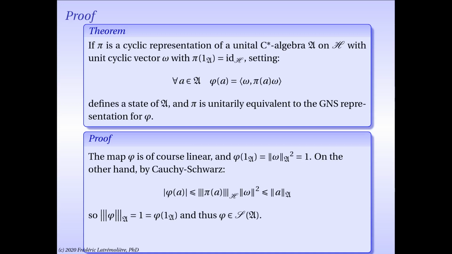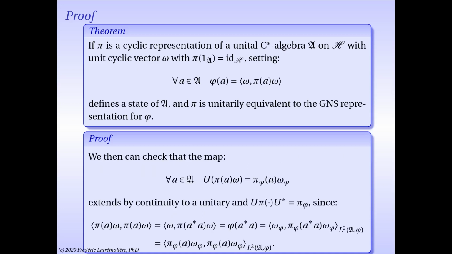So now that we have defined a state, why is the representation pi equivalent to the GNS representation for this state? And this is just a little quick check, because what you want to do is define a unitary which somehow intertwines the two representations. Pi, the representation we started with, and what I'm going to denote again by pi sub phi, which is the GNS representation obtained from phi. And we have this cyclic vector. That's very important. So omega is a cyclic vector for pi, and then we had this cyclic vector for the GNS representation.